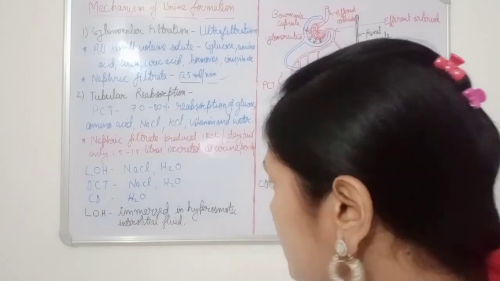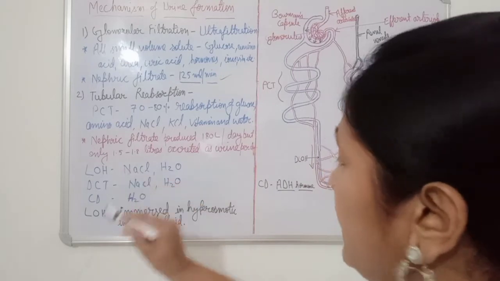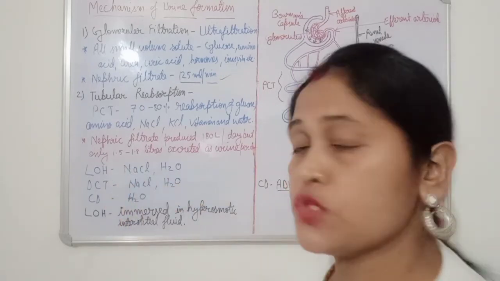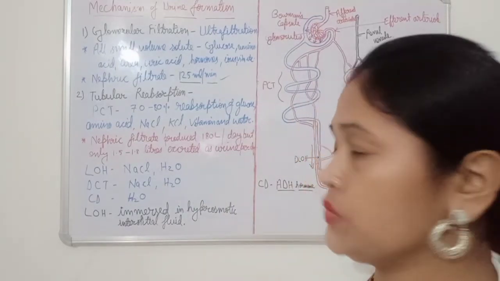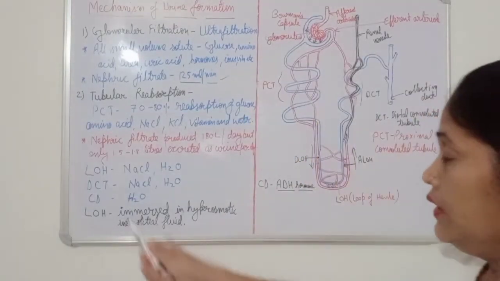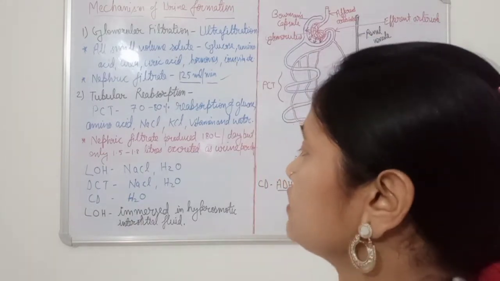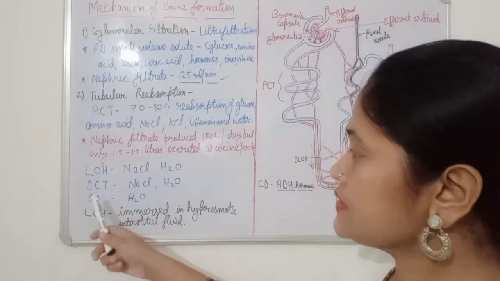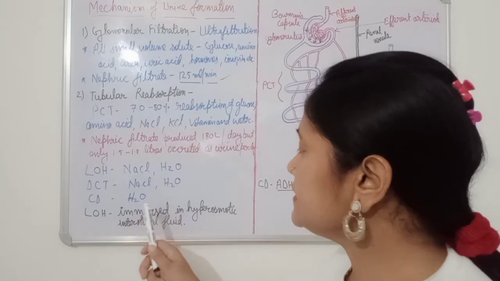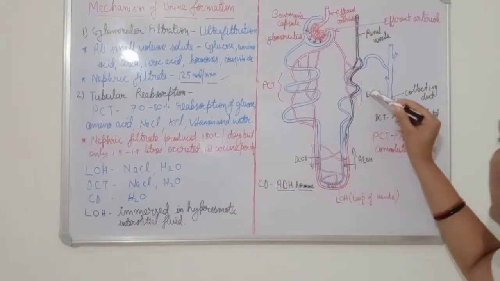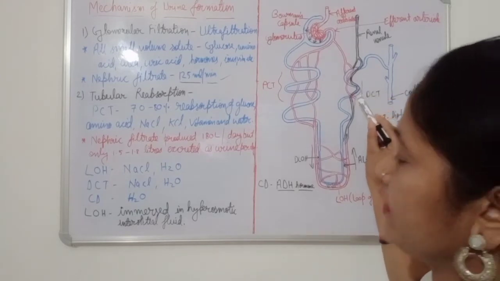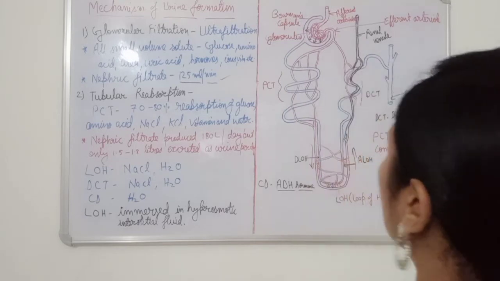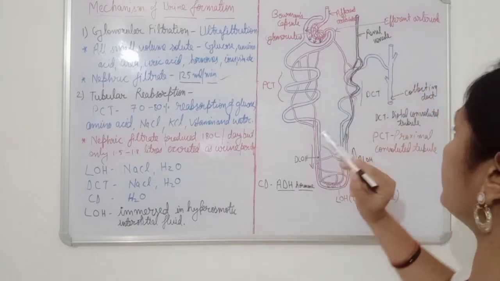Now all of you see, in the loop of Henle, NaCl, sodium chloride, is also reabsorbed in this area, and H2O. Now the DCT region, distal convoluted tubule. In this region, NaCl and H2O reabsorption occur. DCT is this part over here. And in the collecting duct, again H2O reabsorption occurs.